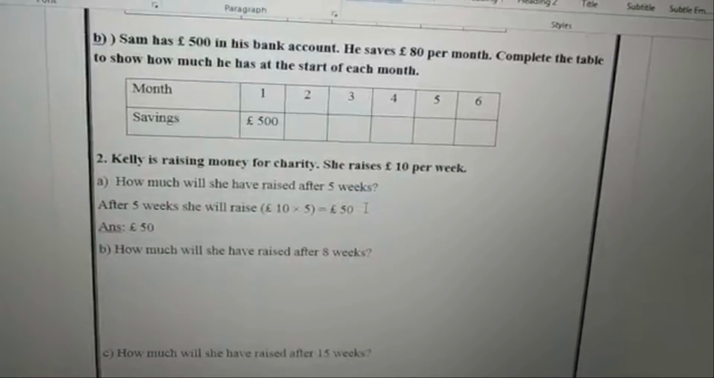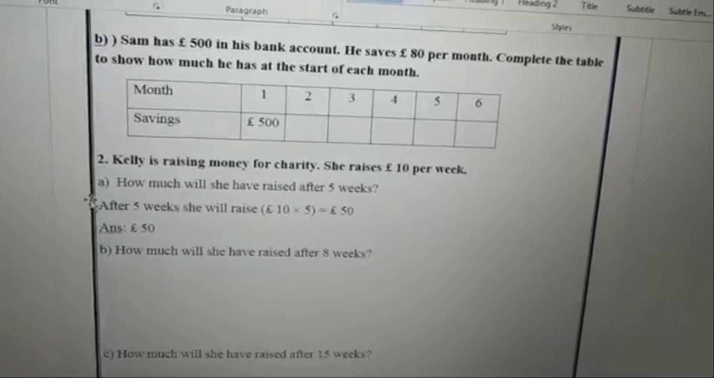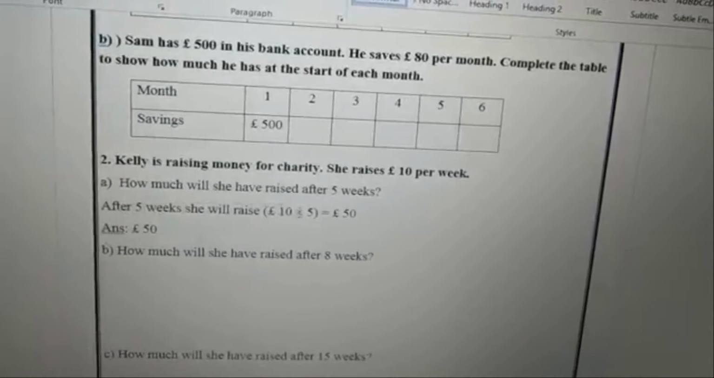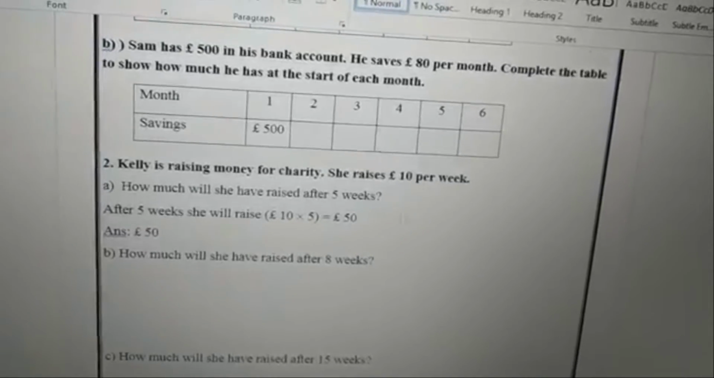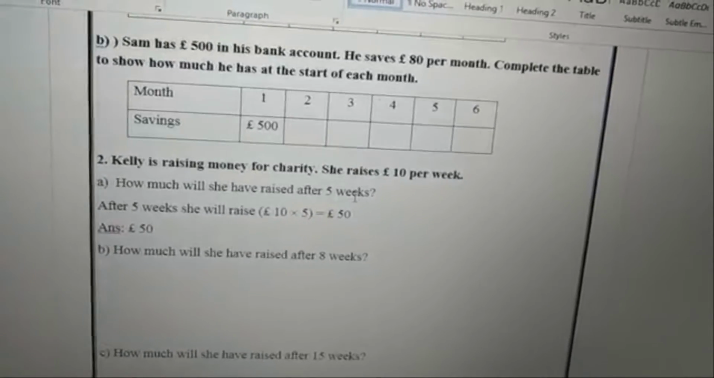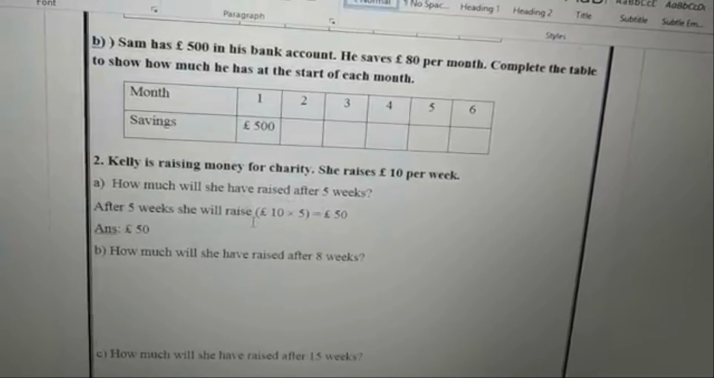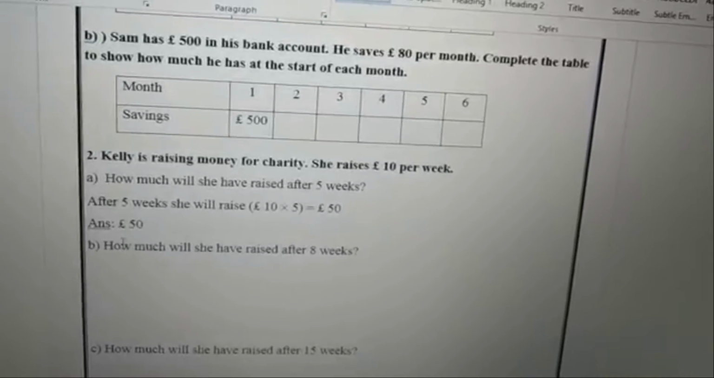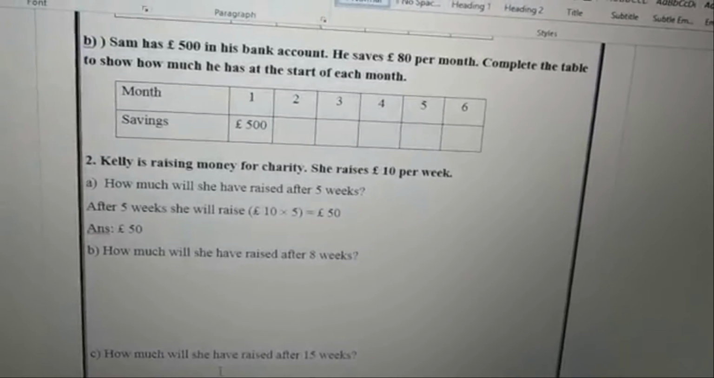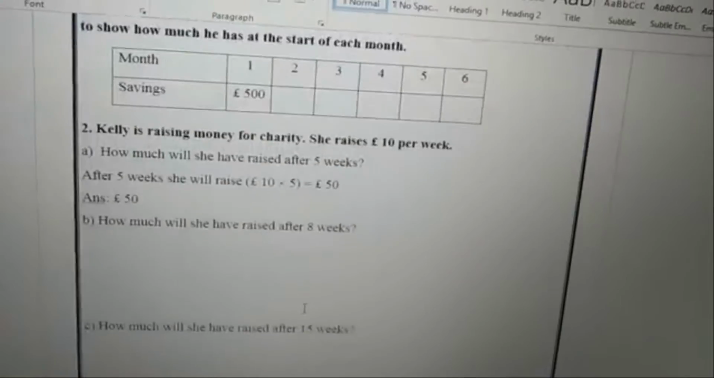So we know how to do this type of math. We have to do what? We have to multiply this £10 with the number of weeks. So here the number of weeks is 5. So after 5 weeks she will raise £10 multiplied by 5, that is 50 pounds. So the answer will be £50. The same way we have to do number B.